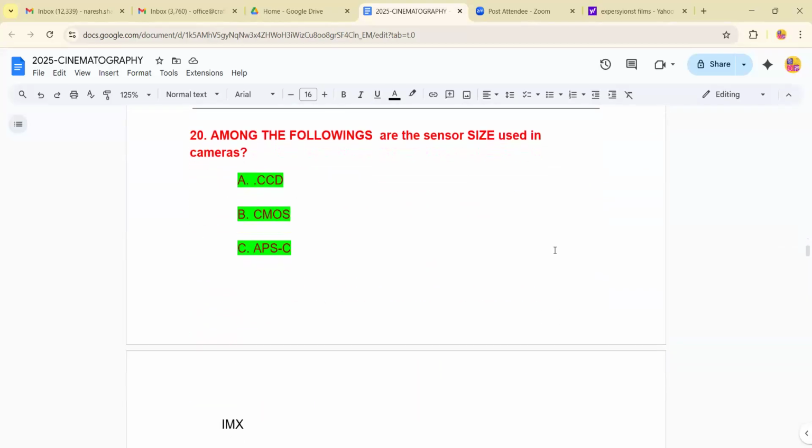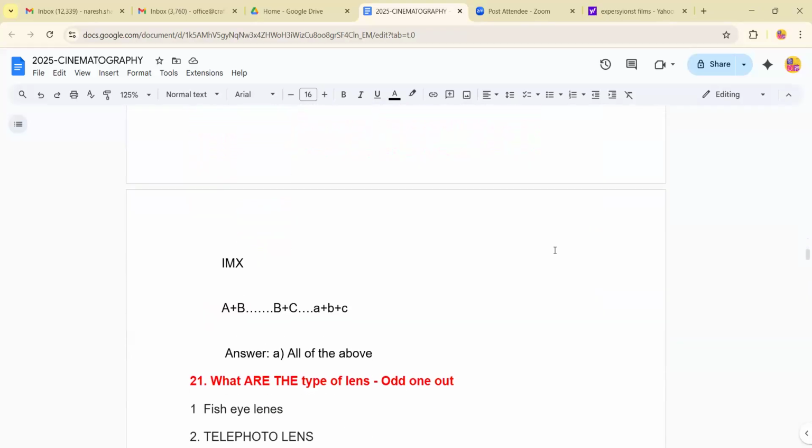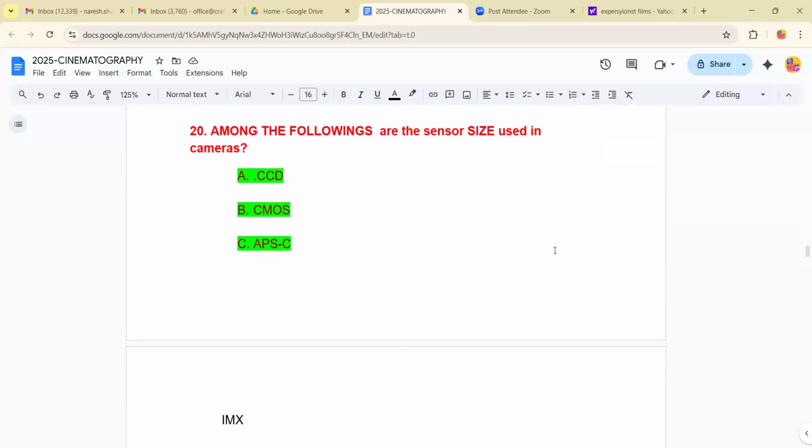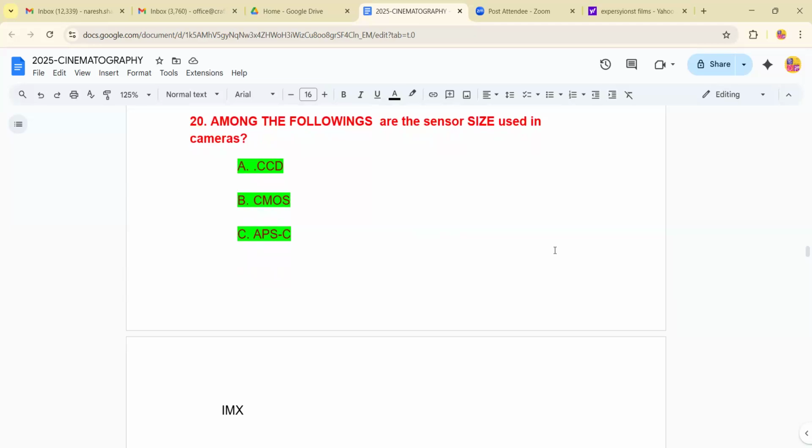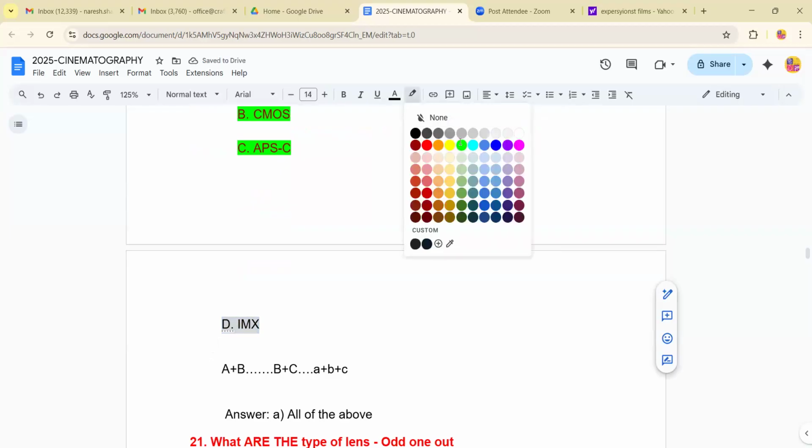Among the following are the sensor size used in the camera. They all are sensors. So the correct answer should be all of the above. IMAX, CCD, CMOS, APS-C, they all are sensors. Even D is also a sensor over here. I can mention D, IMAX is used by Sony Pictures, Sony company.